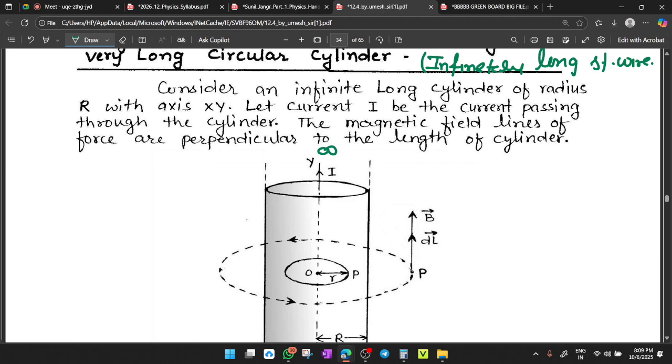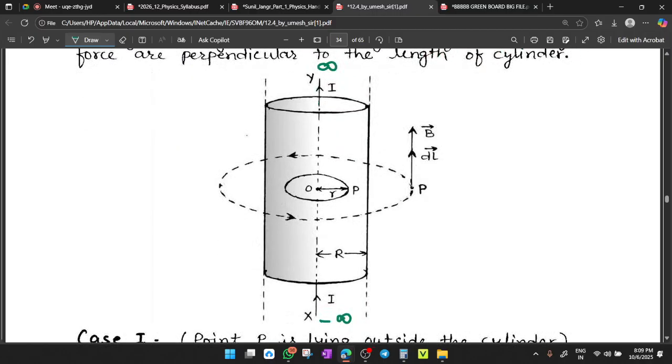The magnetic field lines of force are perpendicular to the length of the cylinder. Obviously, you know, magnetic field lines are always perpendicular to the plane of the current conductor. So the magnetic lines of force will be perpendicular to the plane of the cylinder, right? So this is the Amperian loop. Later on, we will take this.